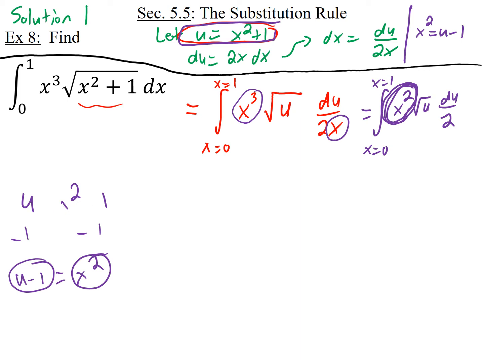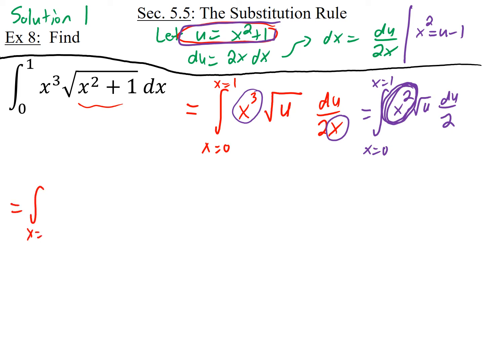Okay, so let's get rid of this. And now we get the integral from x equals 0 to x equal 1. Okay, so instead of x squared, it's u minus 1. It's going to have to go in parentheses. And then instead of u square root of u, I'm going to go ahead and write u to the 1/2. And then du over 2. Okay, this is a very important point in the problem.